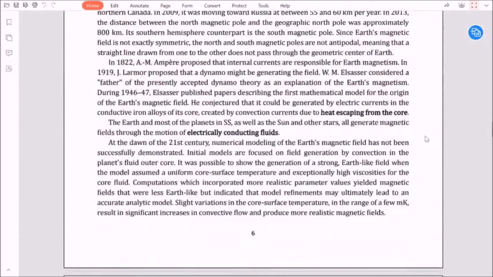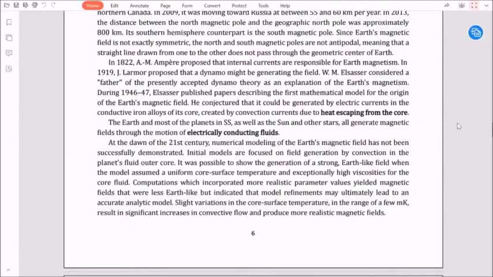In 1822, Ampere proposed that internal currents are responsible for Earth's magnetism. In 1919, Larmor proposed that a dynamo might be generating the field. Elsasser considered a phase of the presently accepted dynamo theory as an explanation of the Earth's magnetism. During 1944-47, Elsasser published papers describing the first mathematical model for the origin of the Earth's magnetic field. He conjectured that it could be generated by electric currents in the conductive iron alloys of its core, created by convection currents due to heat escaping from the core, where it came from.